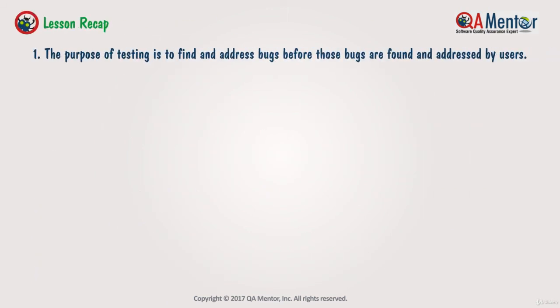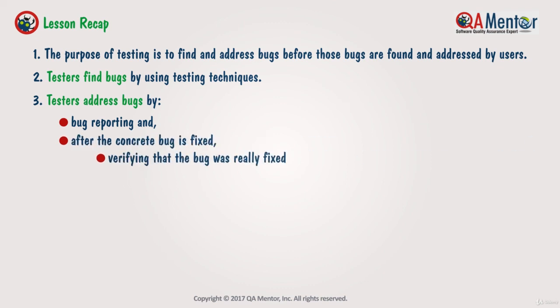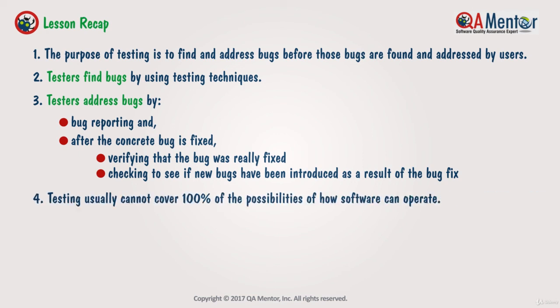Lesson recap. The purpose of testing is to find and address bugs before those bugs are found and addressed by users. Testers find bugs by using testing techniques. Testers address bugs by bug reporting and, after the concrete bug is fixed, verifying that the bug was really fixed, and checking to see if new bugs have been introduced as a result of the bug fix. Testing usually cannot cover 100% of the possibilities of how software can operate.